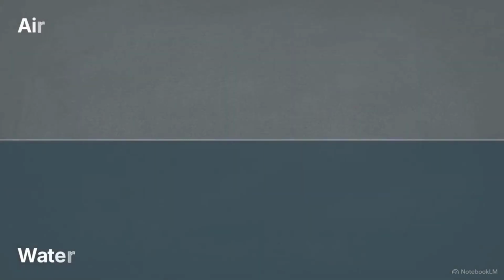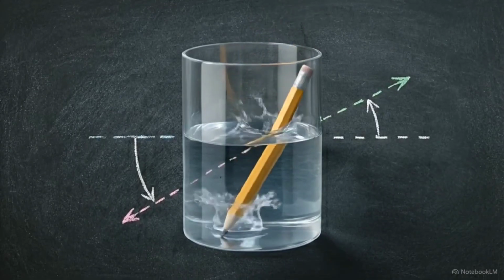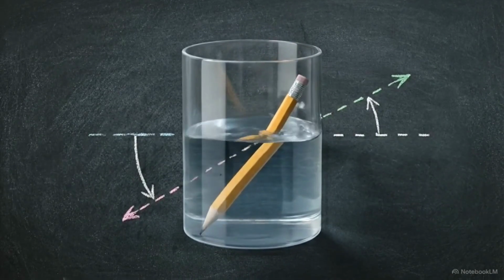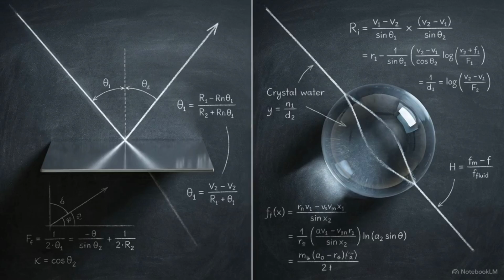But look at what happens when light passes from one transparent medium, like air, into another, like water. As the ray enters the new material, its traveling speed changes, which immediately alters its direction. This bending of light is called refraction, and it's why a pencil dropped into water suddenly appears broken in half.